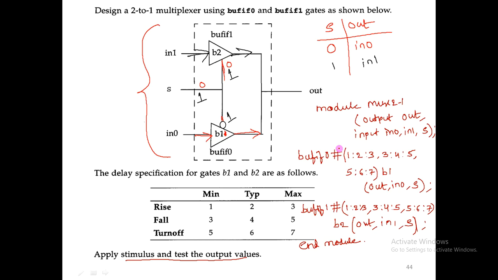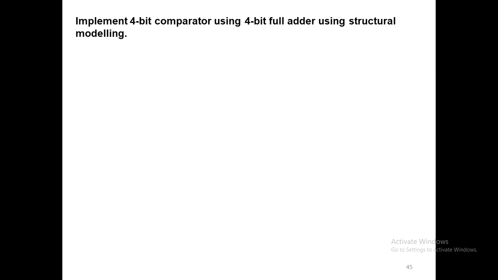Followed by use the initial statement. After 10 time units, force the values. Next, after 10 time units, again force the values. By doing this, you will have a stimulus, and end it with the dollar finish system task. End module completes the code of the stimulus. I hope you will do it by yourself. Shall I feel that there is no doubt in it? So we shall go to the next case.